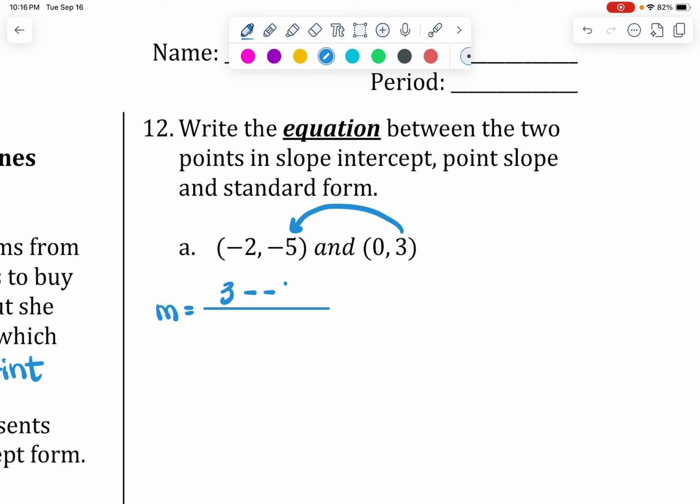So 3 minus negative 5. Again, we've got a double negative situation, so that changes to a plus sign, which gives us 8. And then 0 minus negative 2. Again, double negative, so that changes to a 2. And then 8 divided by 2 is 4. So our slope is 4.